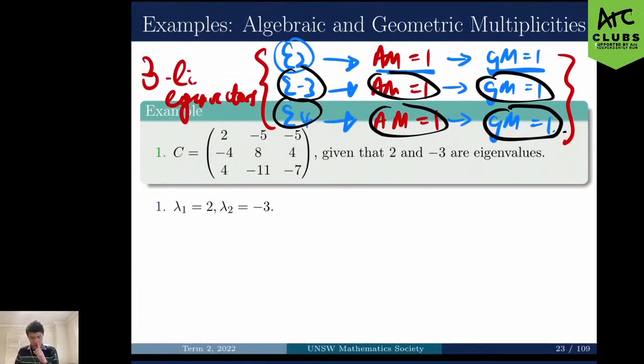Alrighty. So that's our first example. I'll just write this out. This is just formalizing everything. The algebraic multiplicity must be 1. Therefore, the geometric multiplicity is also 1. Okay, this was our second example. We wanted to find this one, given that we have these 2 eigenvectors.